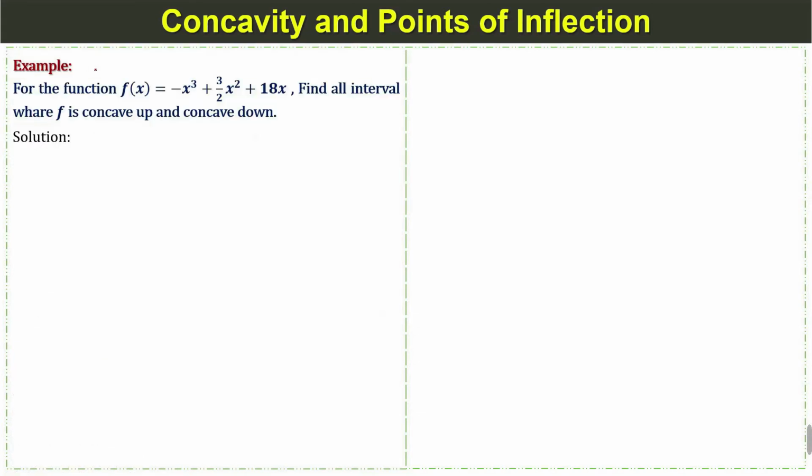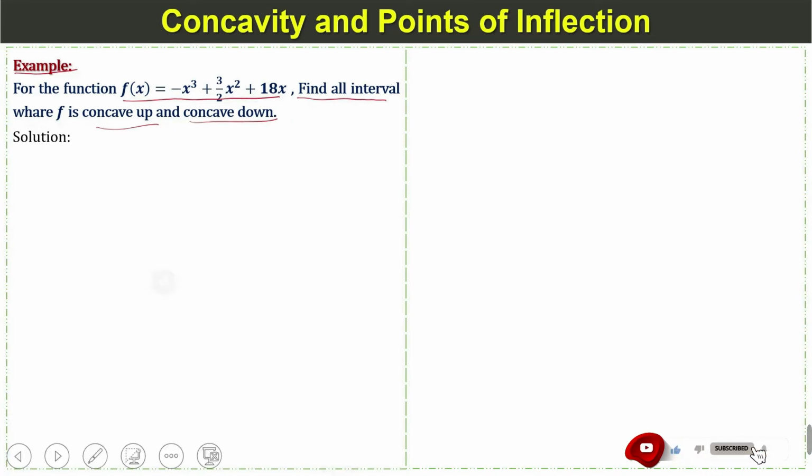So we have an example for the given function: find all intervals where f is concave up and concave down. That means first we find the point of inflection, and then we find the intervals in which the function is concave up and concave down.